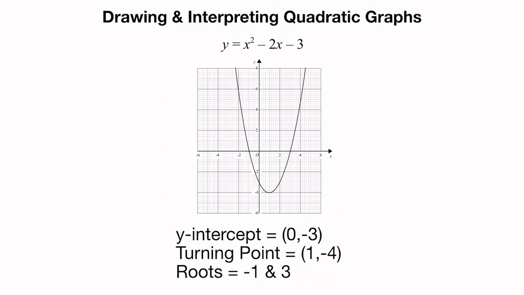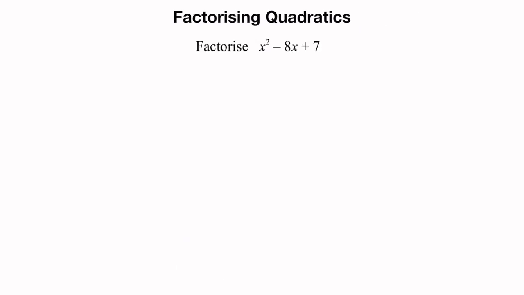And roots. These are essentially just what we call solutions. I'll go into solving quadratics later on in this video, but essentially the root is the x-intercept. So here you can see that the graph hits the x-axis at minus 1 and 3, and that's what we call roots.